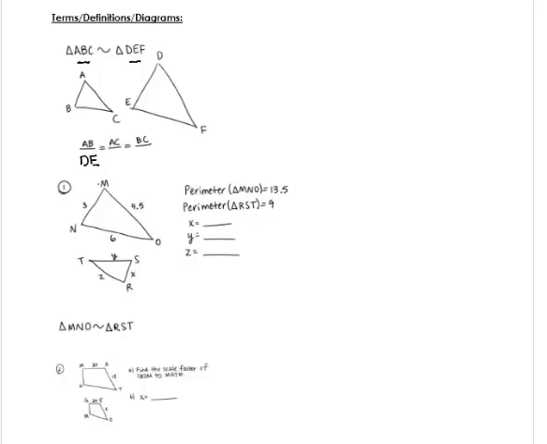The second ratio starts with AC. Now AC are the first letter and the third letter of the triangle on the left, so that has to go with DF, the first letter and the third letter of the triangle on the right. And then the last pair is BC. BC is letter 2 and 3, so that's got to go with EF, which is the second and third letter of the triangle on the right.